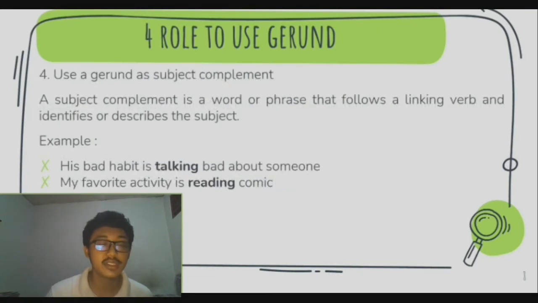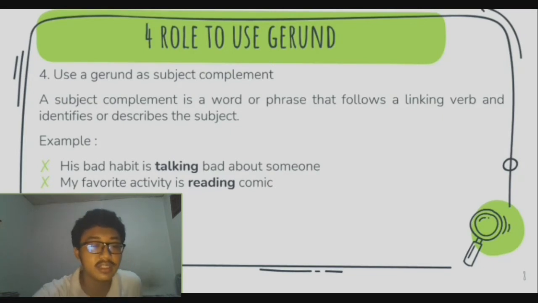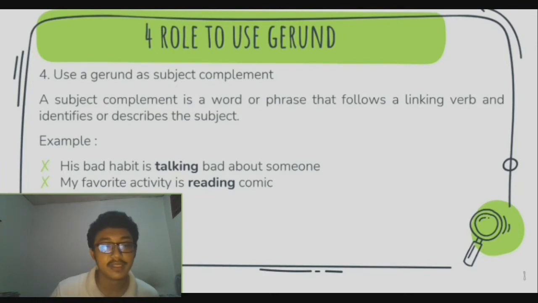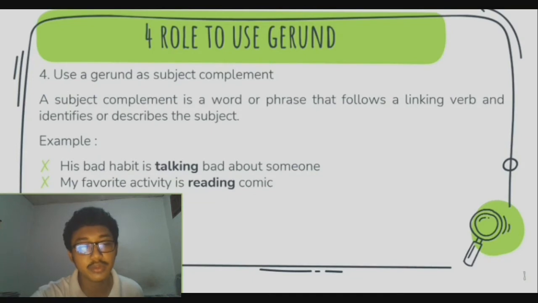And lastly, we can use a gerund as a subject complement. A subject complement is a word or phrase that follows a linking verb and identifies or describes a subject. For example, his bad habit is talking bad about someone. Here, talking is the gerund and it is referring to the bad habit. And second, my favorite activity is reading comic. And here the gerund is reading and it refers to the favorite activity.